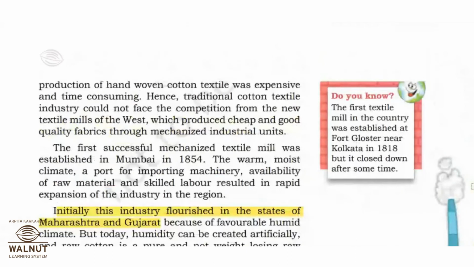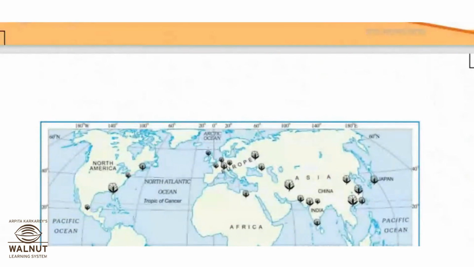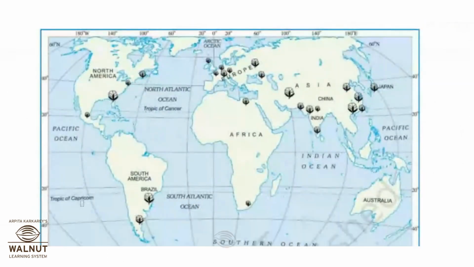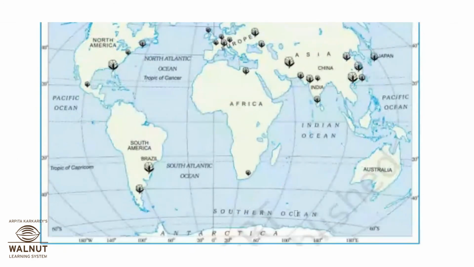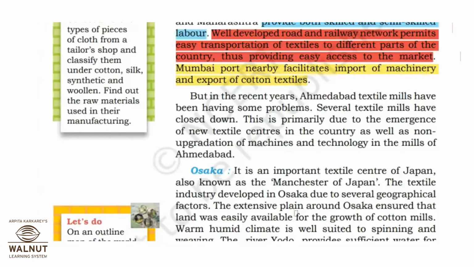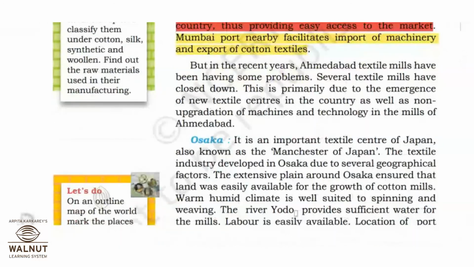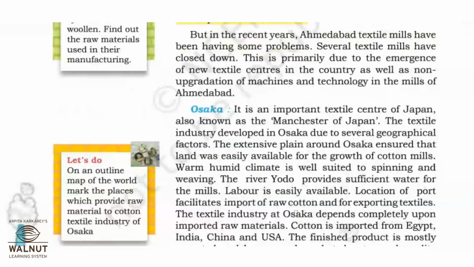If you see this map here, this is India over here. Can you see this cotton ball being drawn here? And one is here. So this is Gujarat and this is Maharashtra. Mumbai port is here. So it is easier to export products to other countries, or if you want to buy machinery from other countries, you can do that as well because of the waterways.